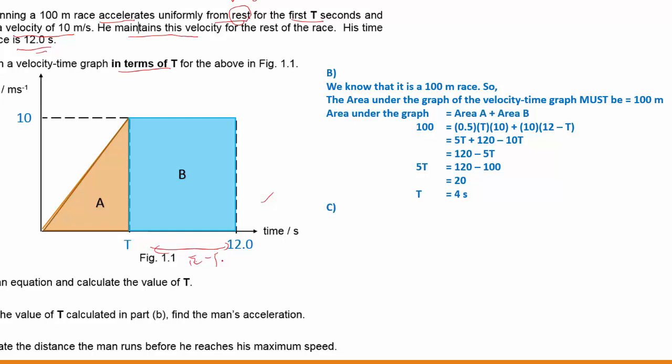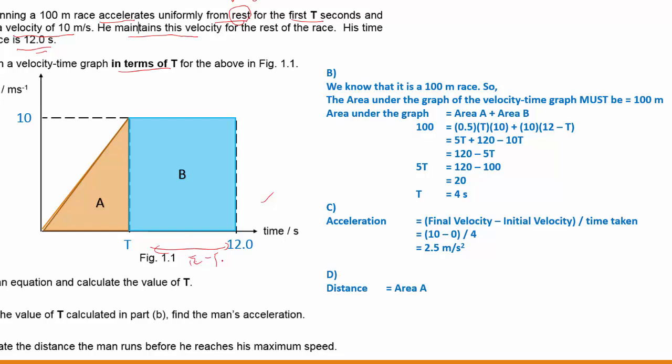Part C, using the value of t, calculate the man's acceleration. Acceleration is just final velocity minus initial velocity divided by time taken. By substituting the various values, you should get 2.5. And calculate the distance the man ran before reaching his maximum speed. The distance required is simply area A. Just find area A, substituting in t equals 4, and you should get 20 meters.